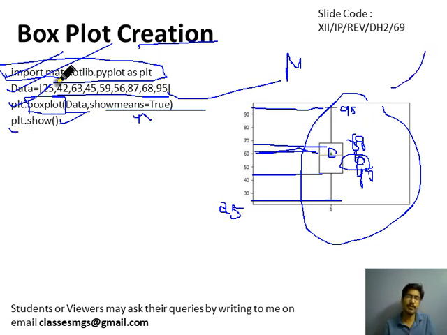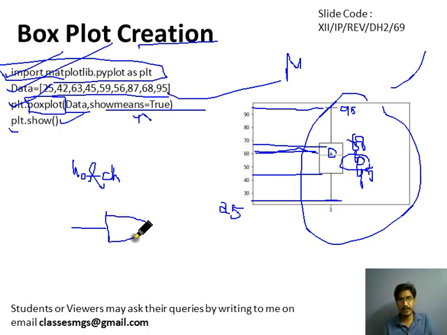There are certain properties attached to this box plot, like notch equals true, then this plot will look like this. If you set notch equals true while using the boxplot method, then it will look like this. So if you pass notch equals true, then it will be drawn this way. The box plot will look like this.